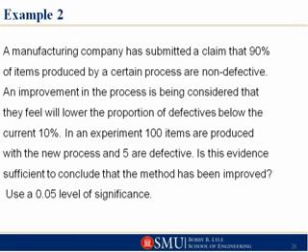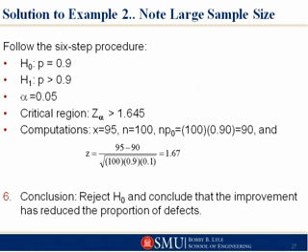Okay, second one. A manufacturing company submitted a claim that 90% of the items produced by a certain process are non-defective. An improvement in the process is being considered that they feel will lower the proportion of defectives below the current 10%. In an experiment, N equals 100 items, didn't say the N, but that's what's implied here, large sample size, are produced with a new process and 5 are defective. Is this evidence sufficient to conclude that the method has been improved? Use a 5% level, or a 0.05 level of significance.